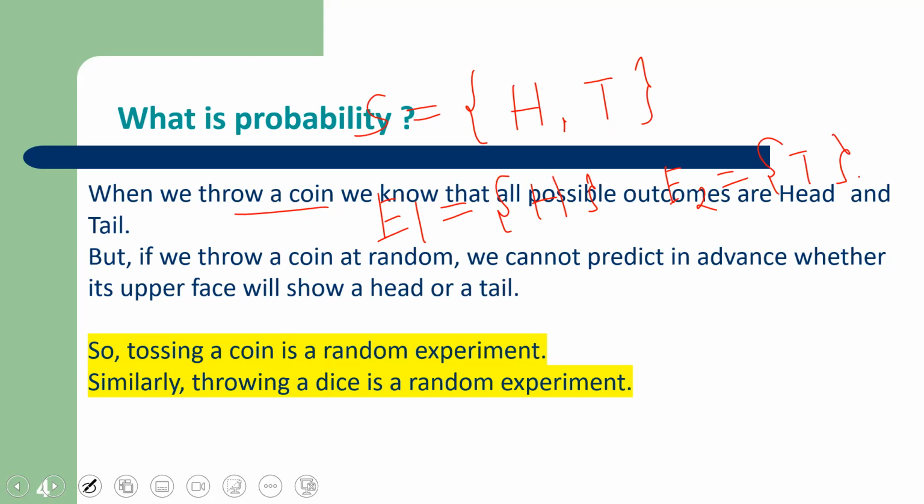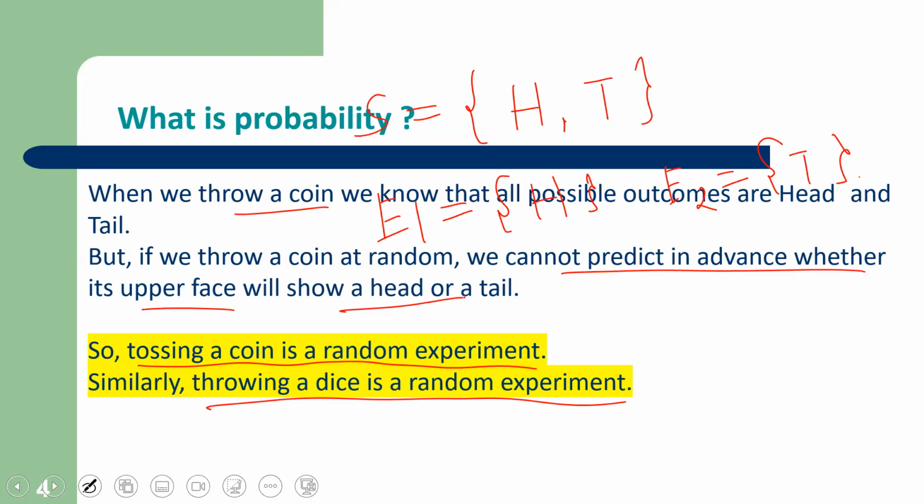So tossing a coin is a random experiment. Similarly, throwing a dice is a random experiment. We cannot predict at once which face will come up. That is what we want to learn in probability. Once we have an experiment and a collection of outcomes, and for that particular event, we need to come up with our probability, meaning the chance of occurrence of that particular event. That is what the whole subject is all about.